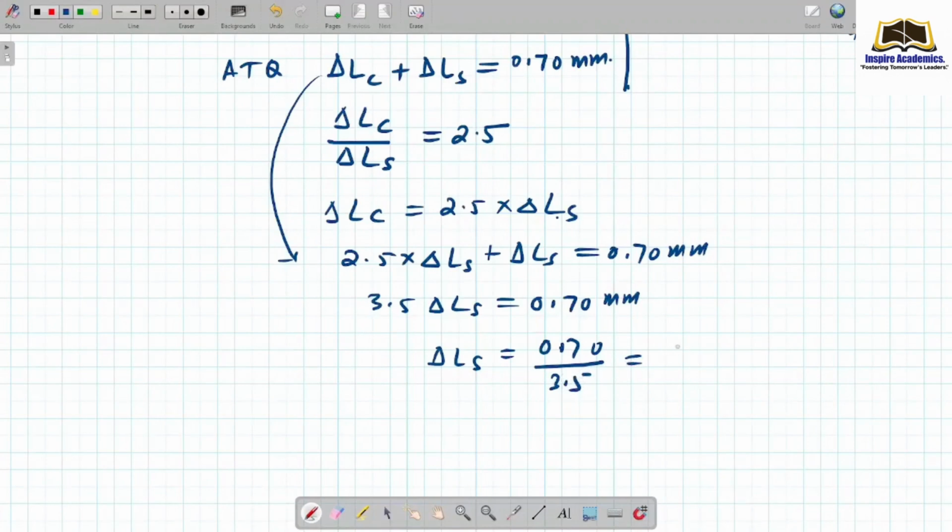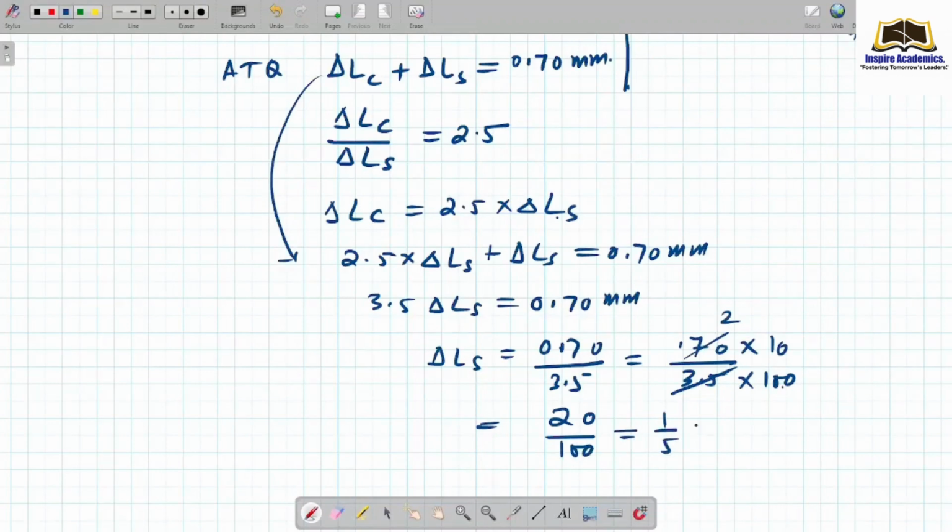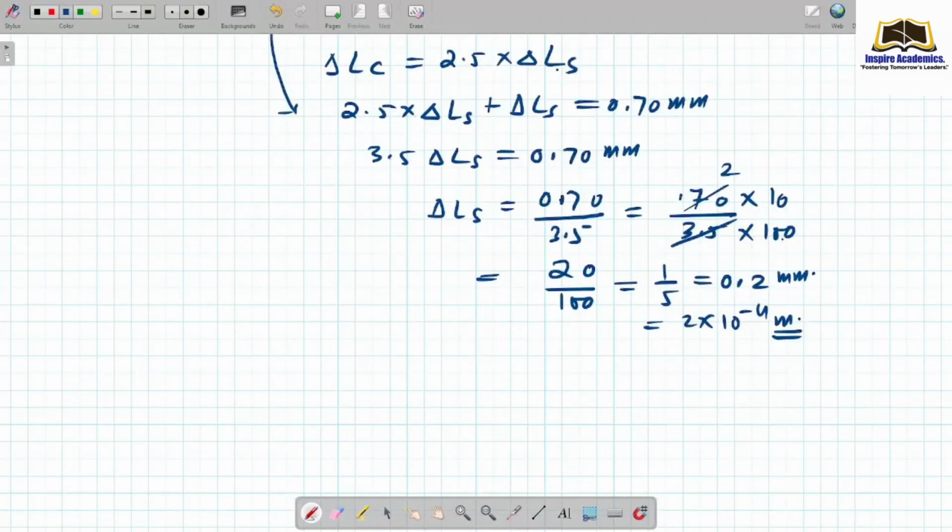सो ये हो गया आपका 0.70 अपॉन 3.5 मल्टीप्लाइड बाई 10 मल्टीप्लाइड बाई 100. सो ये 35 दूनी 70. सो ये हो गया तुम्हारा 20 अपॉन 100 which is 1 upon 5. So 0.2 mm. Correct? Yes or no? यहाँ ये क्लियर है या नहीं है? आप इसको लिख सकते हैं 2 इंटू 10 टू द पावर -4 मीटर ऑल्सो आपका अलग अलग कितना निकल आया? डेल्टा एल सी कितना हो जाएगा?